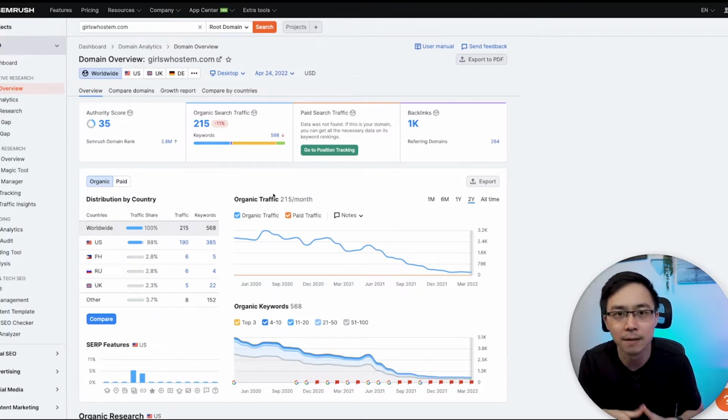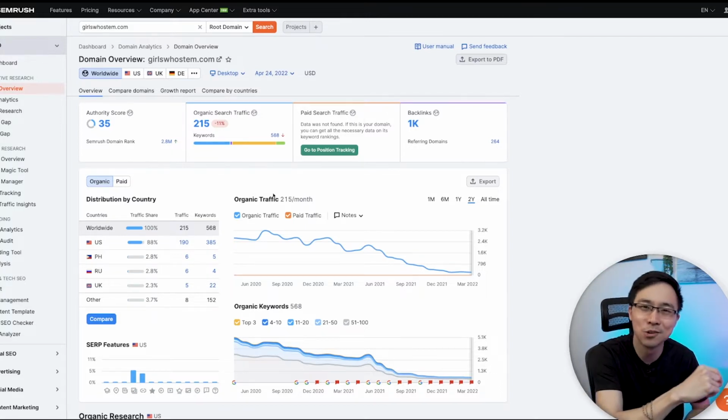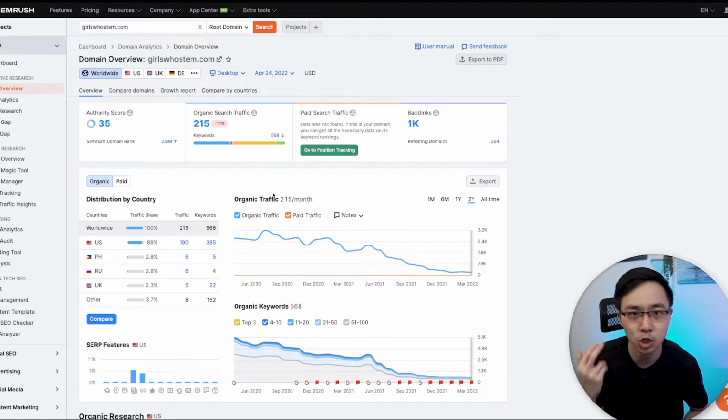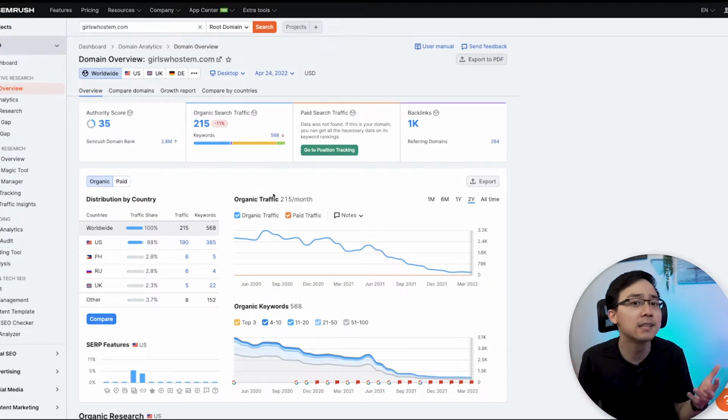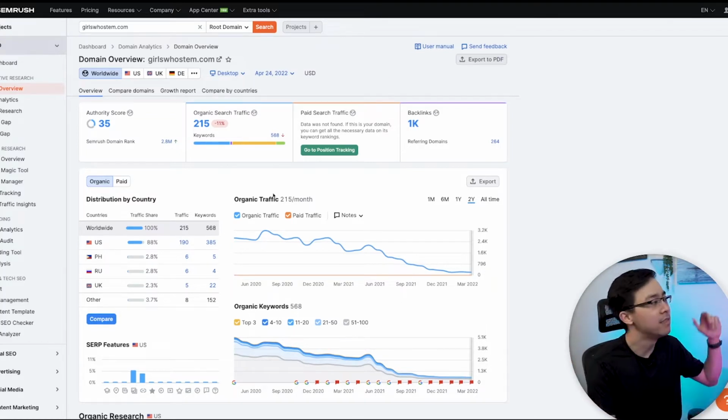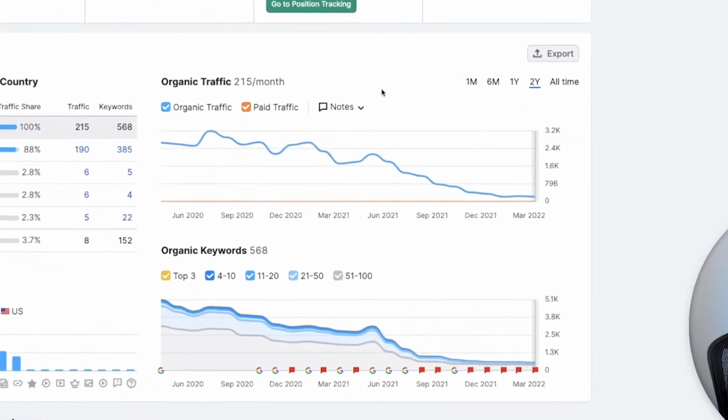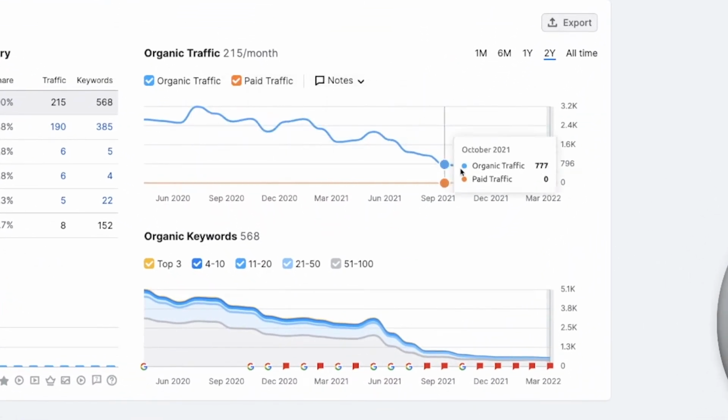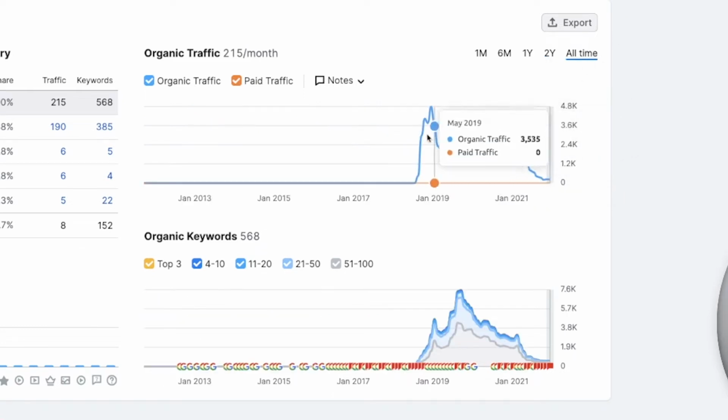The first thing you wanna look at when you're in the domain overview section is the trend line, or what are some of the trends that I see about my website. In this situation, I see that Girls Who STEM are going through a downward phase in terms of their organic traffic. In fact, if I look at the all-time charts, I can see that they really came onto the scene in around 2019 or so, but they've been in a steady downtrend ever since.